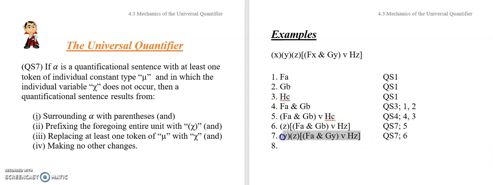Then I'm going to take this whole construction and put the whole thing in parentheses and prefix it with a universal quantifier in terms of an individual variable, x, that does not occur in the previous line. And so that's going to be QS7 applied to line 7, but I've got to make sure that I replace at least one token individual constant. So there we go. All right, and that is a demonstration that this is in fact a quantificational sentence. It can be built up from our rules QS1 through QS7.